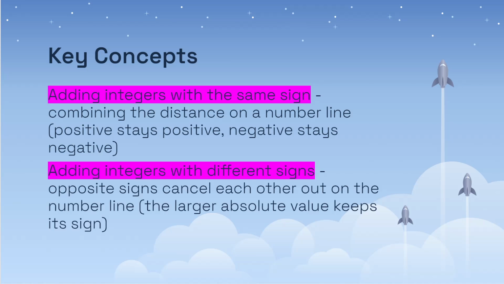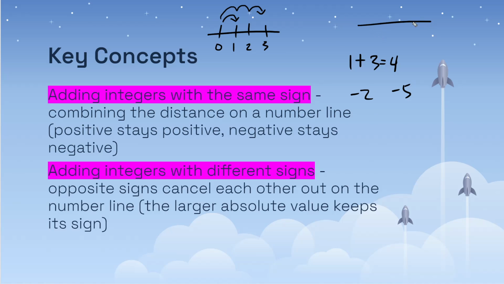If we're adding integers with the same sign, for example, 1 and 3, or -2 and -5, then all we're doing is combining the distance on the number line, right? So when you're adding, we're taking this distance here, 1, and this distance here, 3, and we're putting them together, right? So that's 1, 2, 3, 4. Same thing with negative numbers.